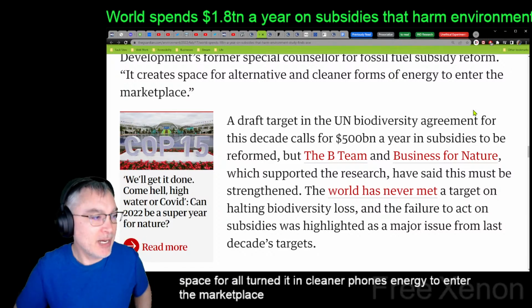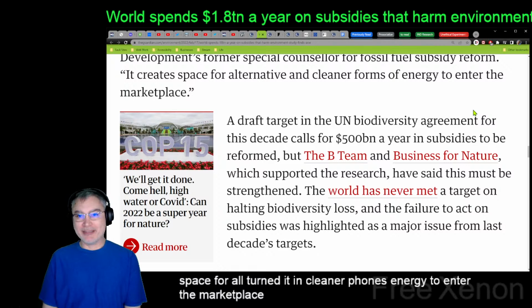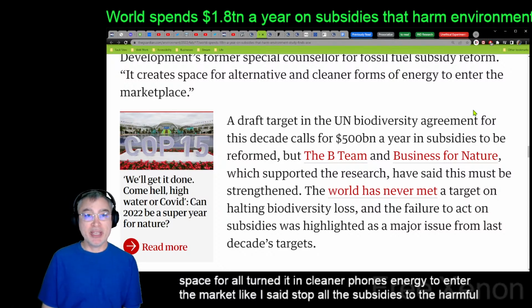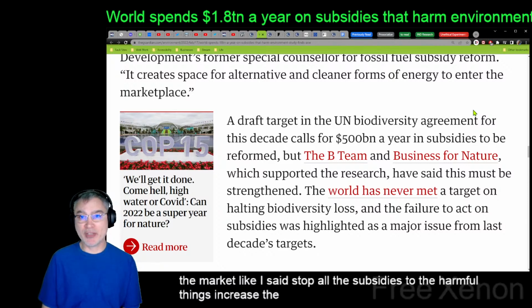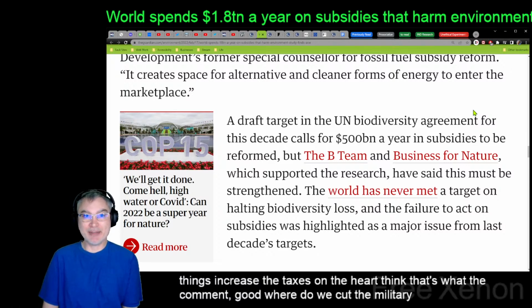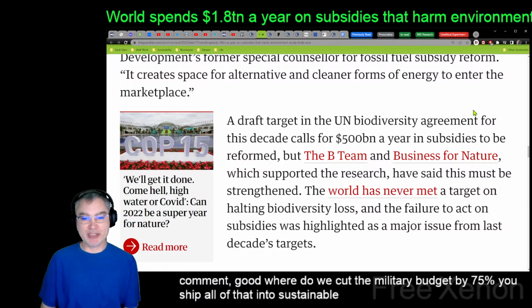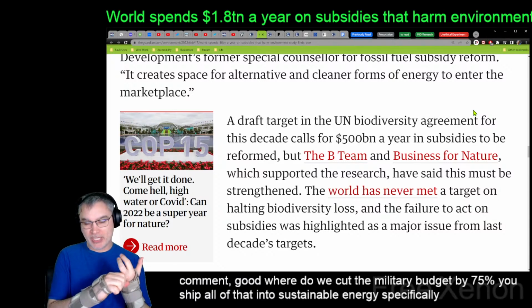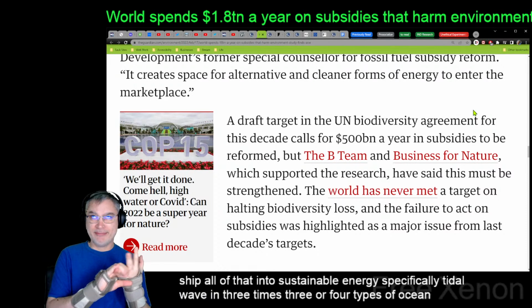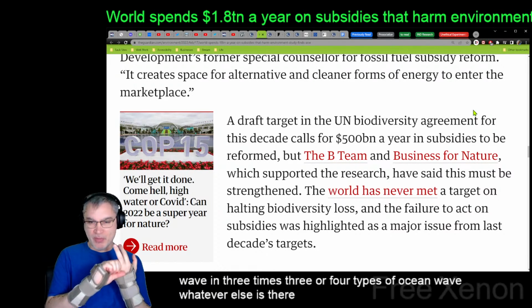Yeah, that's exactly right, and that's how my policies approach it. I say stop all the subsidies to the harmful things, increase the taxes on the harmful things. That's what economics for the common good would do. We cut the military budget by 75%, and we shift all of that into sustainable energy, specifically tidal, wave, and there are three or four types of ocean energy, right? Tidal, stream, wave, and whatever else is there for that.